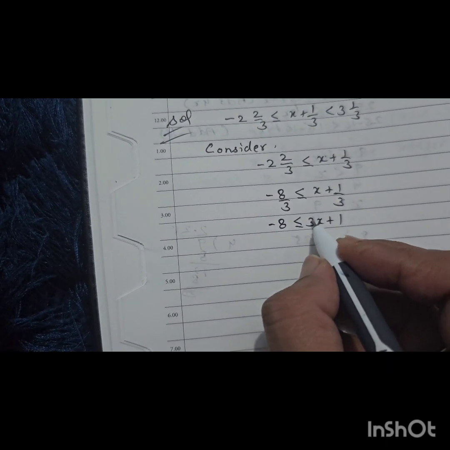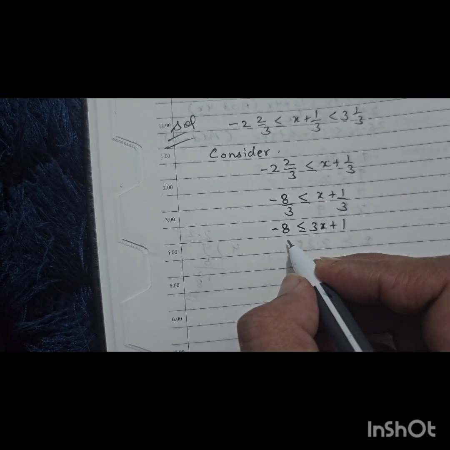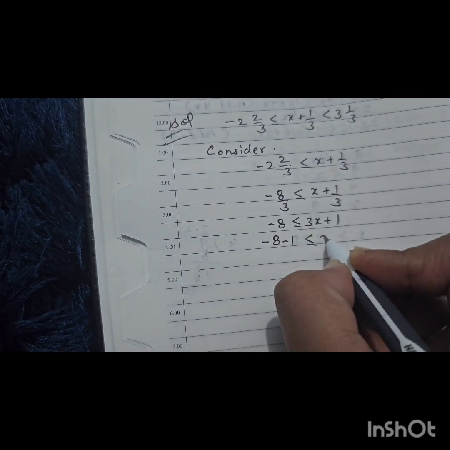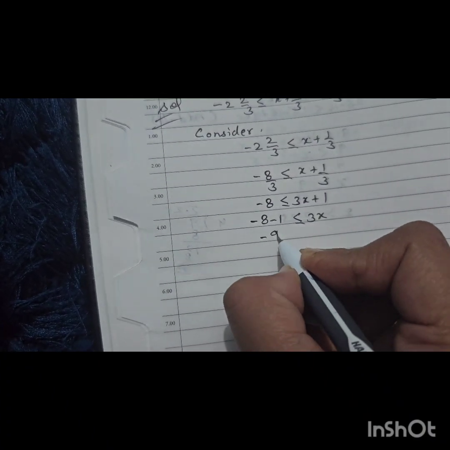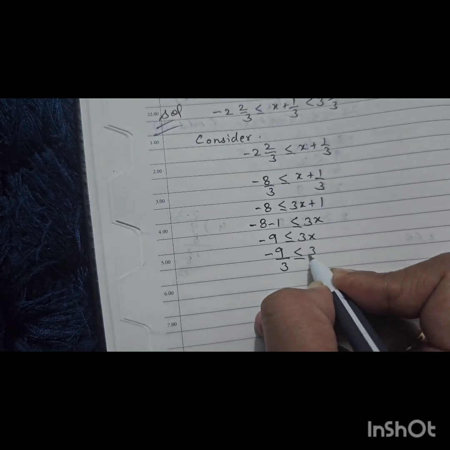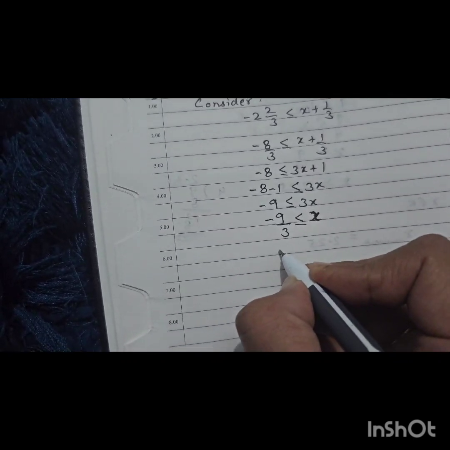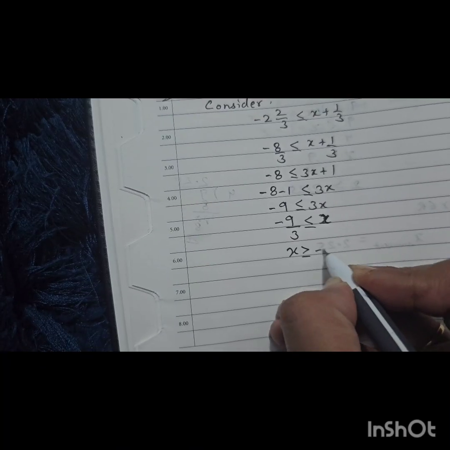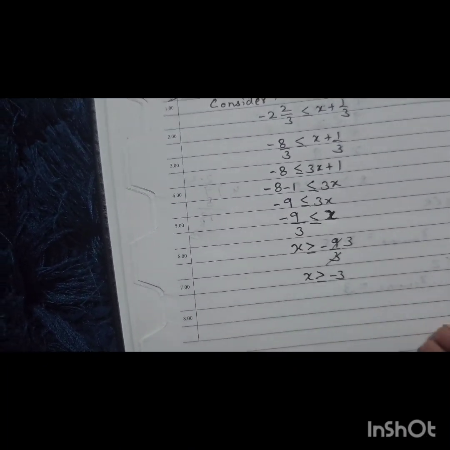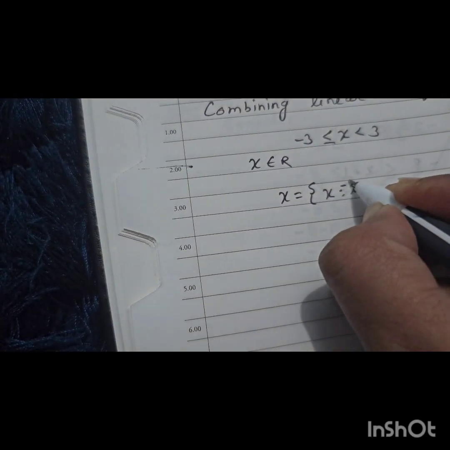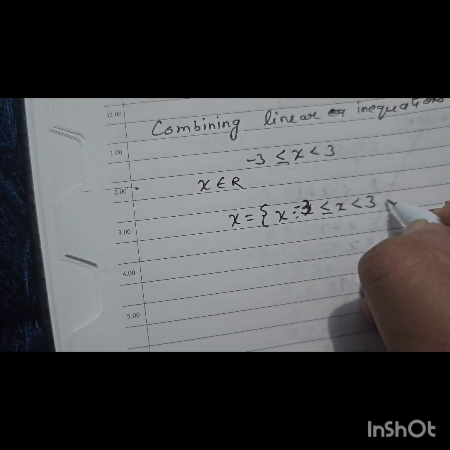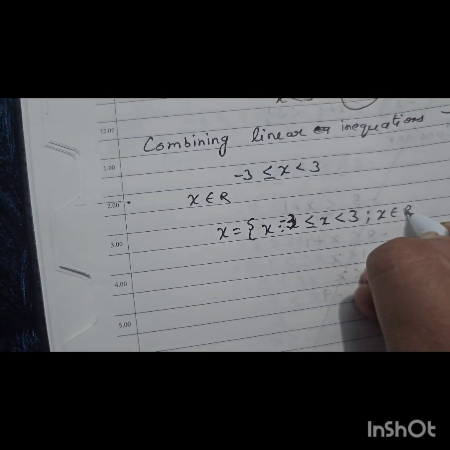Okay, to get the value of x, we have to shift 1 to the left side, which means we have to subtract 1 from both sides, and we will get this. Minus 9 is less than or equal to 3x, minus 9 by 3 is less than or equal to x, and we can write it in the correct format here. So x is greater than or equal to minus 3. Minus 3 is less than or equal to x, and x is less than 3, such that x belongs to real numbers.